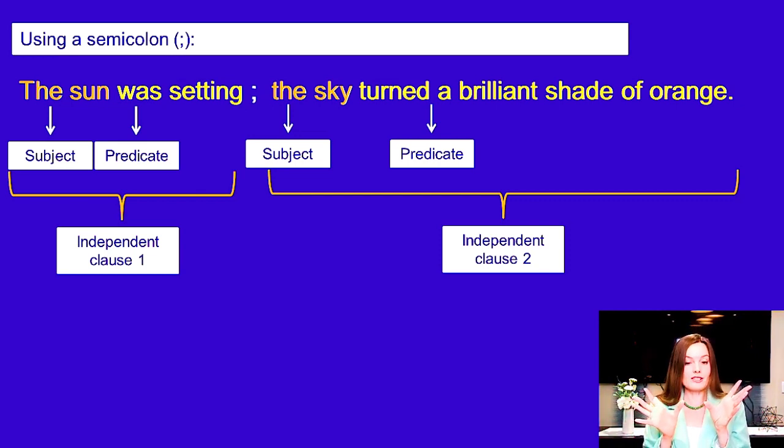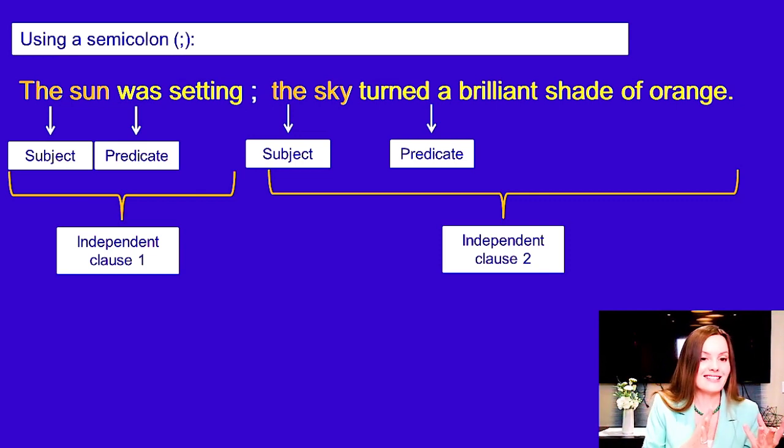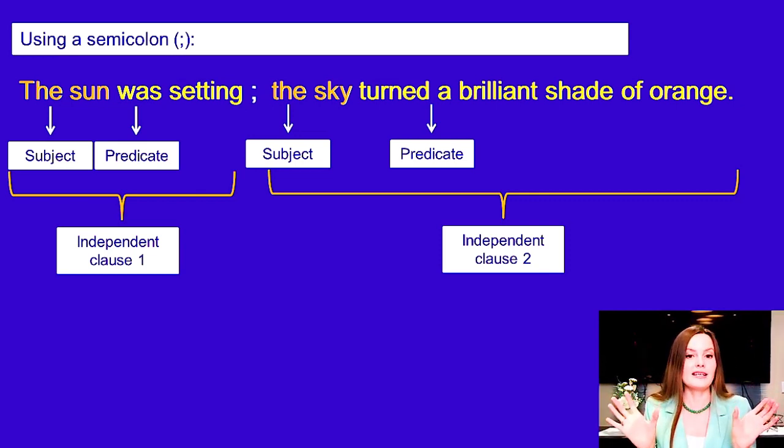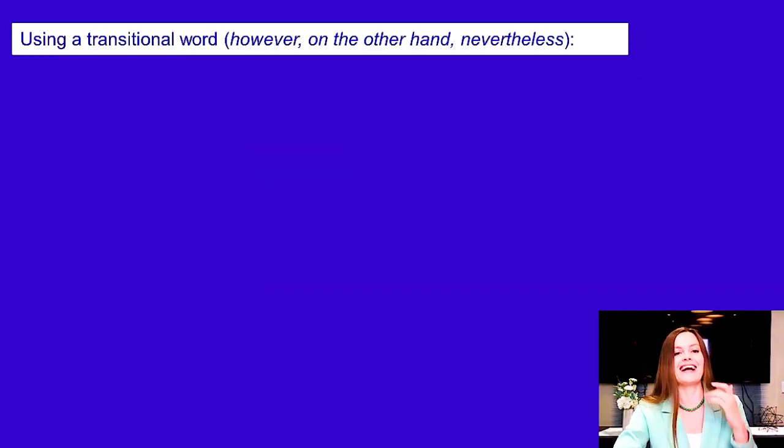So if we want, we can use these independent clauses as independent sentences, right? Those are two ideas that can exist independently if we want to. And we combine them in writing using a semicolon. And let's see how we can build a compound sentence using a transitional word. The examples of some of the transitional words are however, on the other hand, nevertheless.